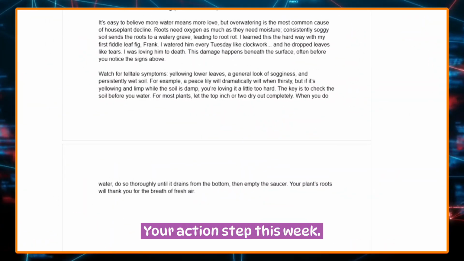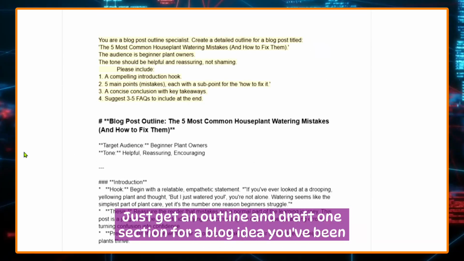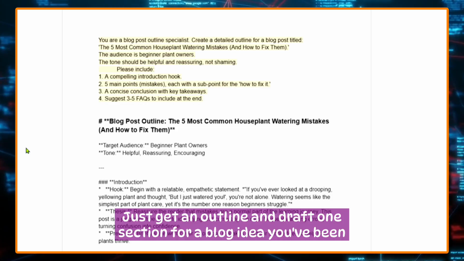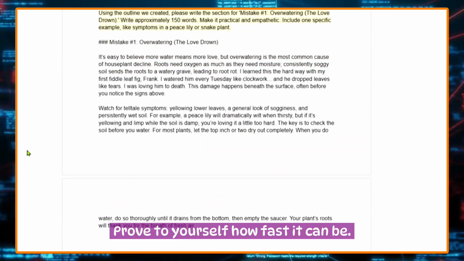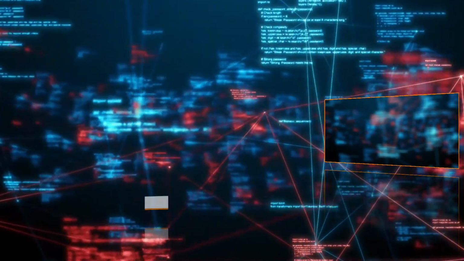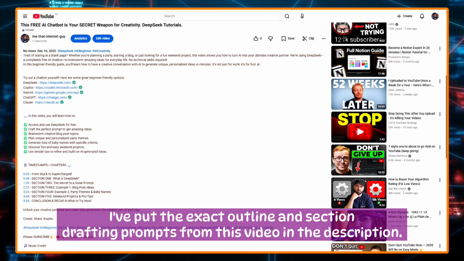Your action step this week: run through just steps 1 and 2. Don't even publish. Just get an outline and draft one section for a blog idea you've been putting off. Prove to yourself how fast it can be. Conclusion: I've put the exact outline and section drafting prompts from this video in the description.